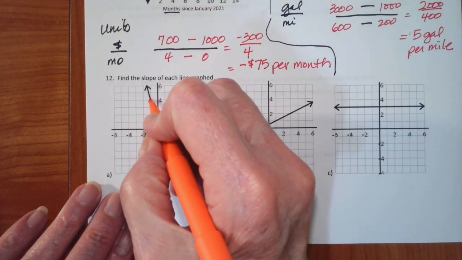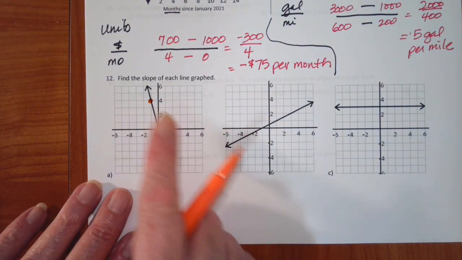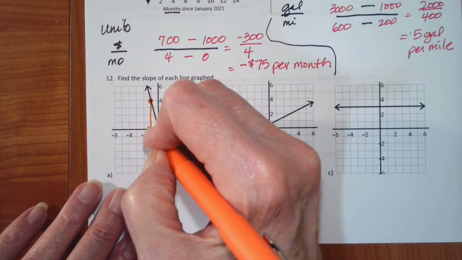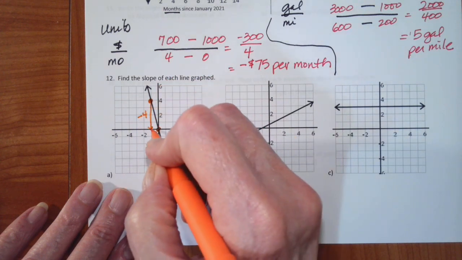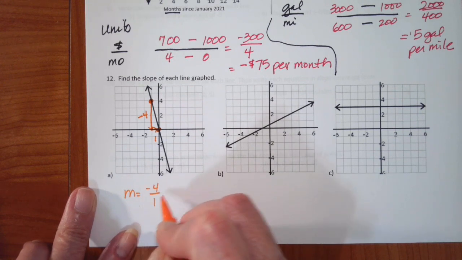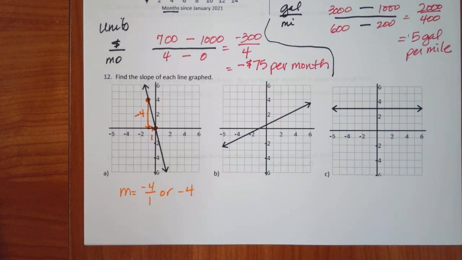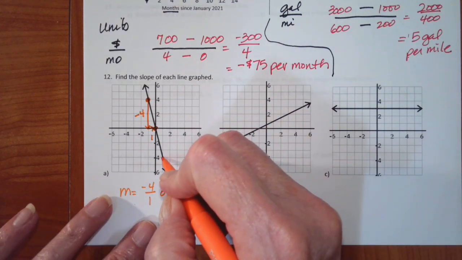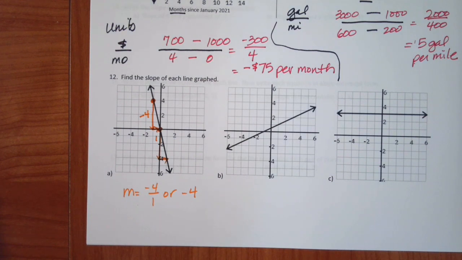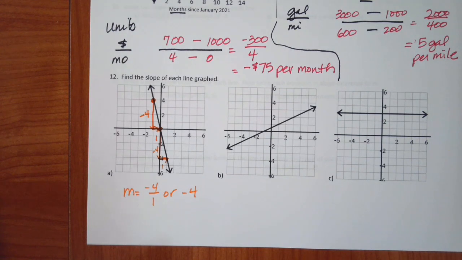Okay, so I'm going to choose this one right here and this one right here. So this is the left and this is the right. From here to here, I'm going to go down 4, so that's -4, and to the right 1. So my slope is -4 over 1, or I can just say it's -4. If you do another location, from this point to this point, it will be the same thing. Down 4 and over 1. A line has a constant rate of change.